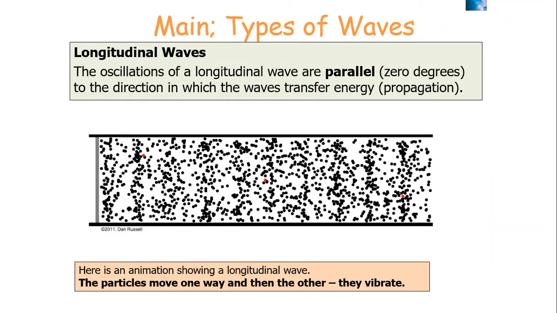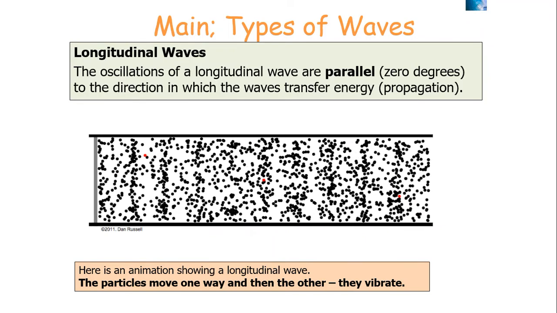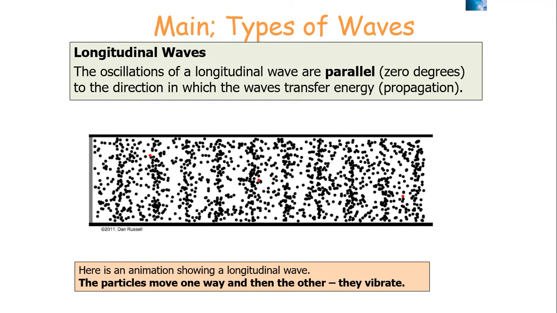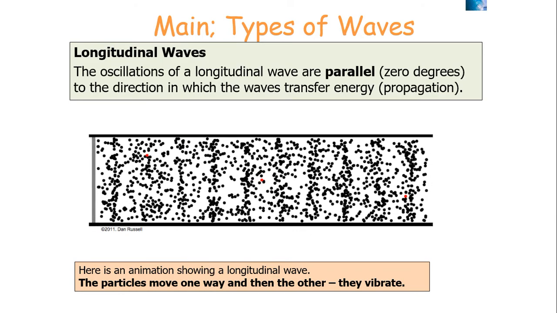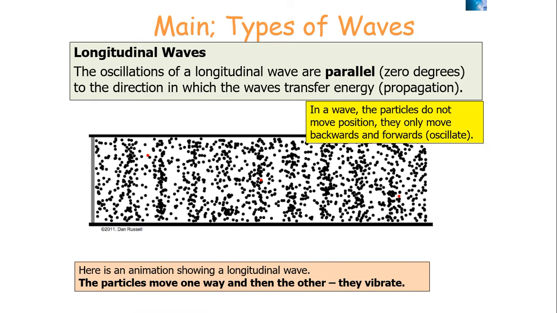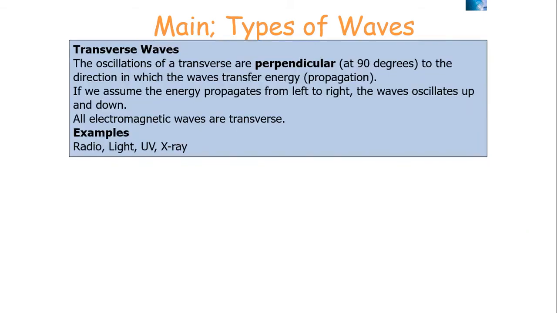Now, a longitudinal wave is a wave where the oscillations of the particles are parallel to the direction in which the wave transfers energy or propagates energy. So once again, remember, the particles are not moving position, they're only oscillating. And an example, which we'll look at in a second, would be a sound wave.